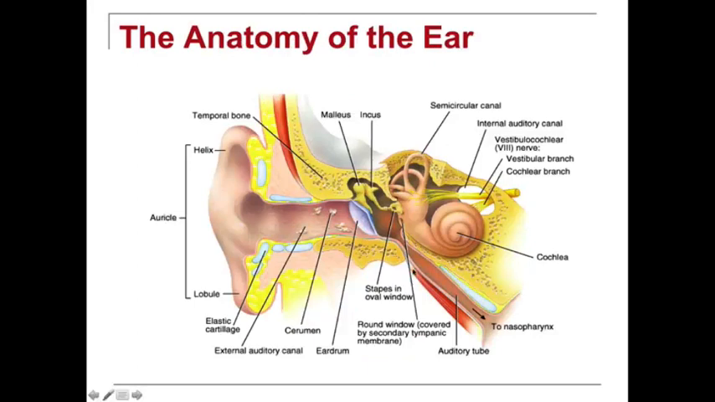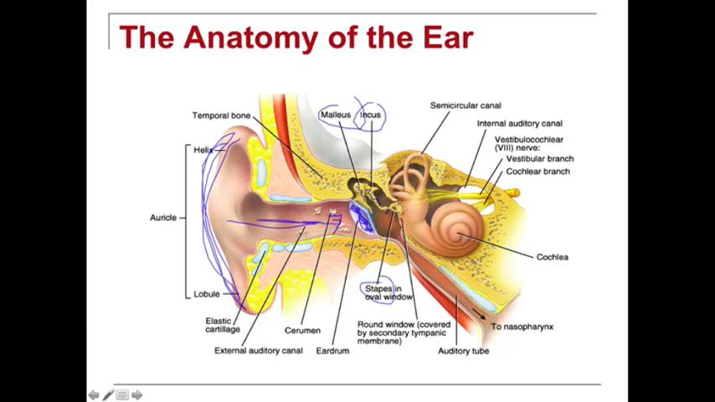In the ear, if we want to review this, we're going to have the helix of the ear, or we have the pinna of the ear as well, and the auricle, and sound waves move in this direction. Sound waves are going to hit this tympanic membrane, also known as the eardrum, and vibration is going to oscillate. It's going to oscillate and vibrate these three small bones in the ear, the malleus, the incus, and the stapes.